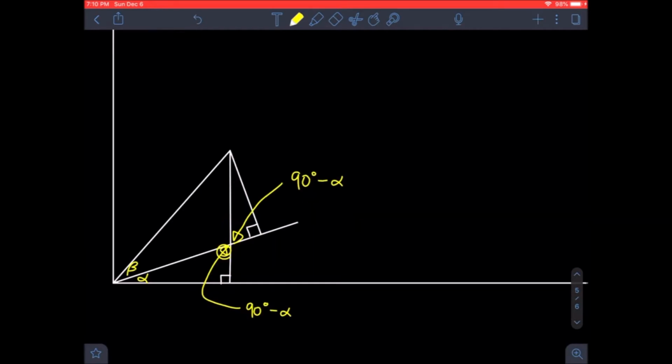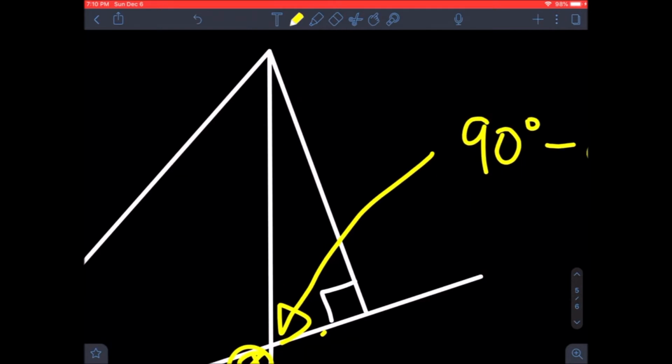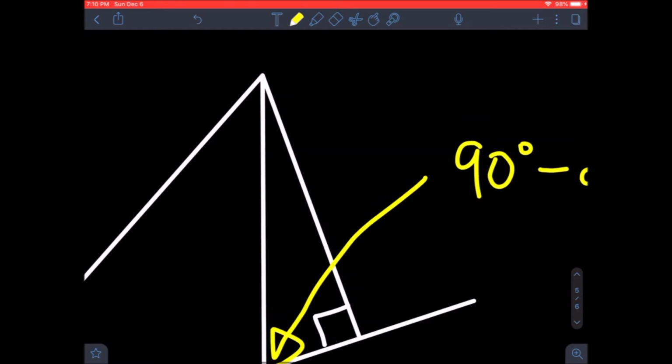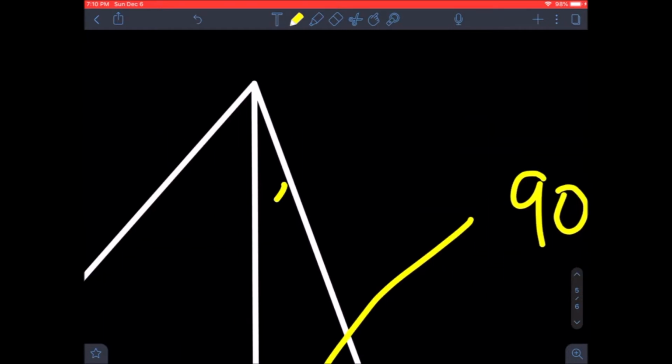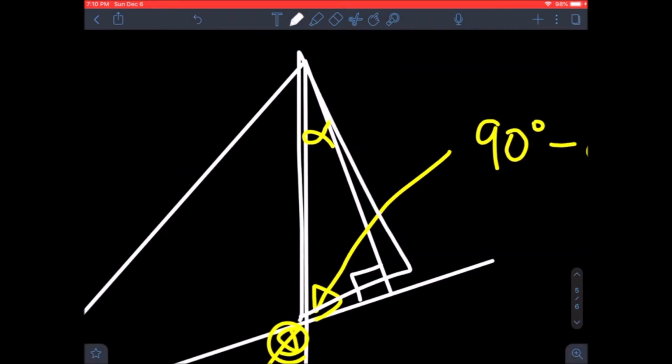And that means we can find this angle, because remember, it's part of the same right triangle. If this angle is 90 degrees minus alpha, then this one is just alpha. So this angle right here is actually just alpha. It turns out that this right triangle right here uses angle alpha.